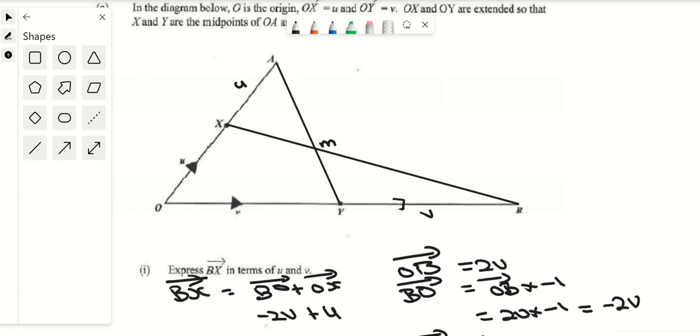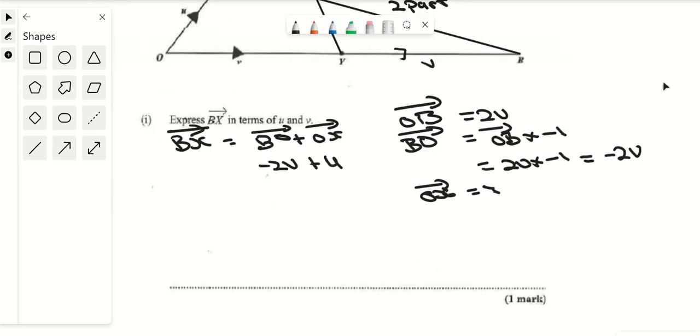Such that BM is equal to 2MX. So if we know anything about paths, one length of MX will give you two lengths of BM. Right? So let us look at this question.